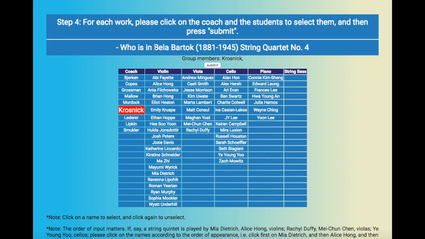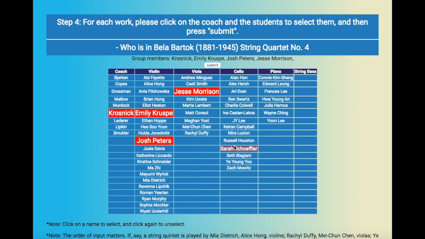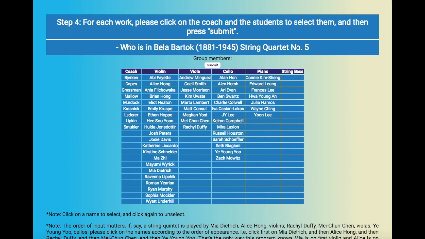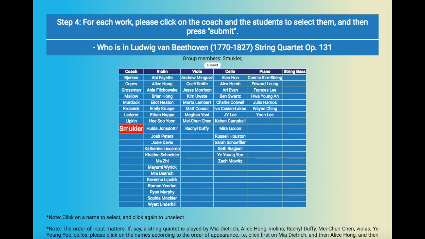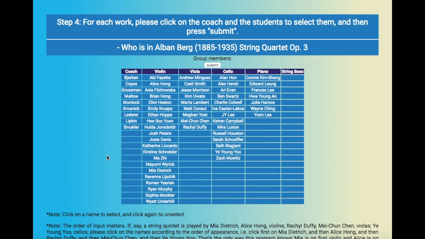So for example, who is playing Bartók String Quartet number 4? As the historical data shows, Emily and Josh are playing it with Jesse and Zach. Yeah, so now they're all selected and you see the name here is correct, and then you can click on submit. Then it automatically prompts you with the second piece, which is the Bartók String Quartet number 5, and that will be coached by Mr. Copes. Oh, if you misclick on someone, you can click it again, so it will unselect.